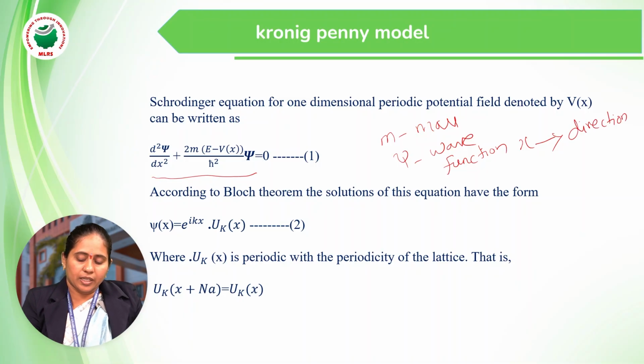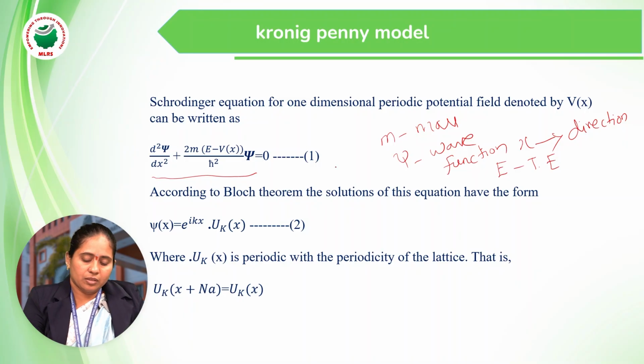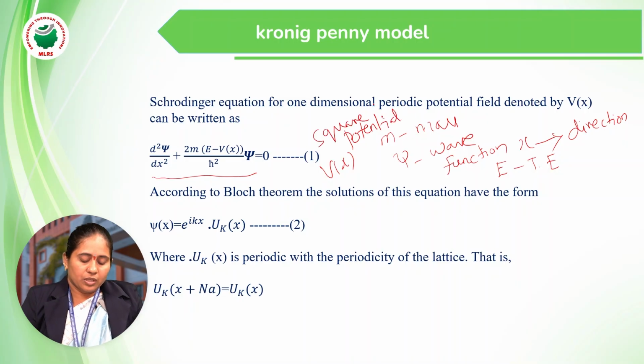Next, E is the energy, that is the total energy of the electron, and V of x is the potential, that is the square well potential. m is the mass. Everything is over. Next, according to Bloch, what is the Bloch solution?